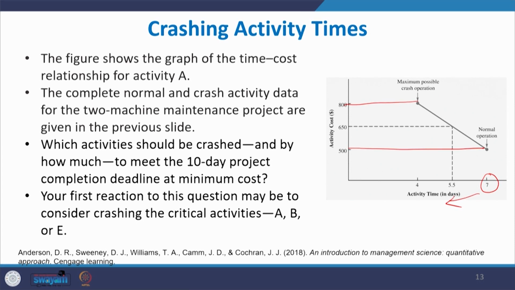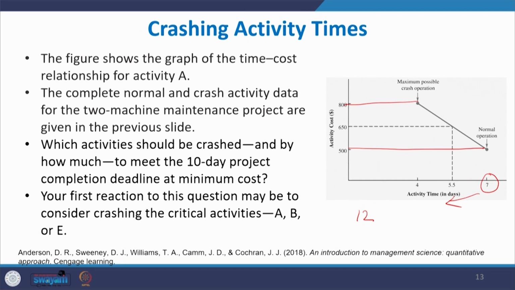The complete normal and crash activity data for the machine maintenance project are given in the previous slide that I have shown you. Which activity should be crashed and how much to meet the 10-day project completion deadline at minimum cost? Because the management is expecting the maintenance activity to be done within 10 days, but actually it is taking 12 days.